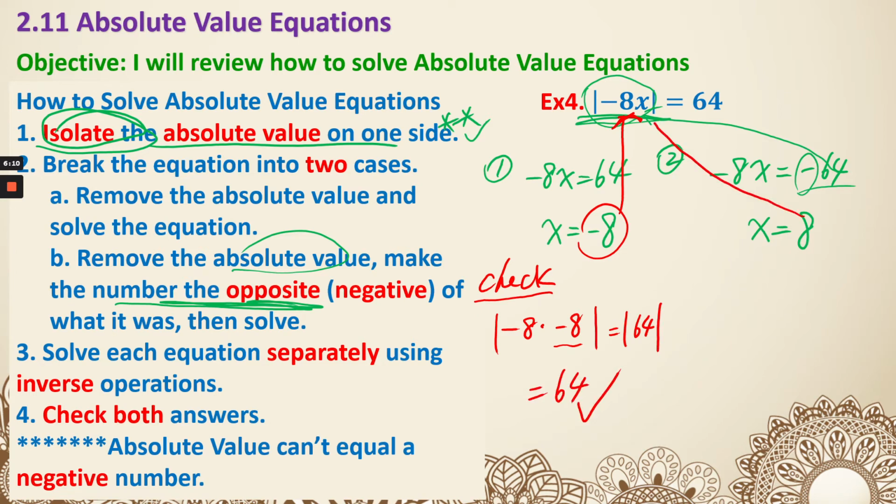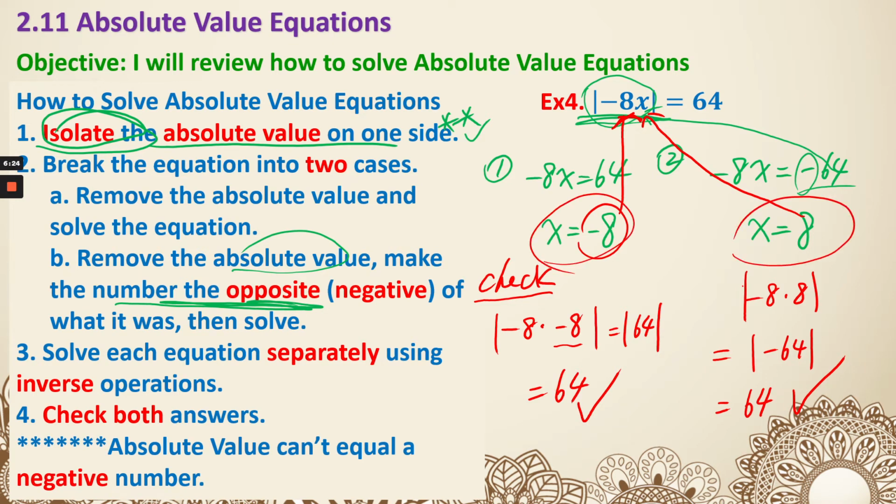And for this case, I'm going to replace that x with the 8. So it's negative 8 times 8 inside absolute value, which is the absolute value of 64, which comes out still to be 64. That means we got it right as well. So these are going to be our final answer, negative 8 and 8. Again, to emphasize, absolute value can't equal a negative number. Make sure you are aware of that.